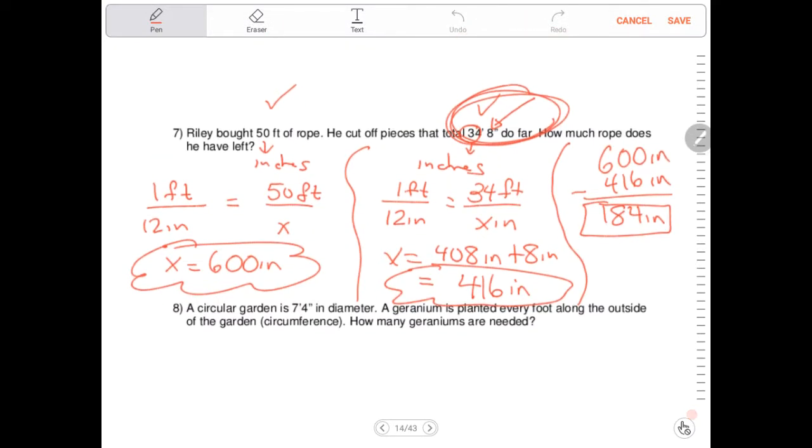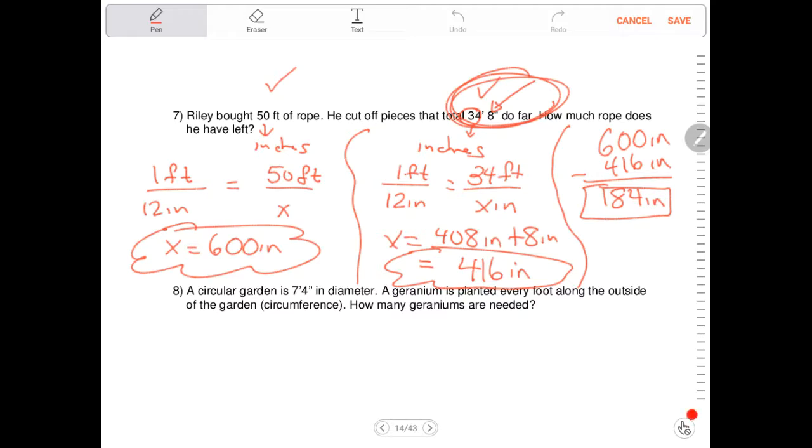The difficulty with number 7 is, where do you go? You see, I had 50 feet and I had 34 feet 8 inches. Well, where the heck do I go with that? Well, here's my advice for you. When you do these questions, make your units the same. If you really pay attention to what I did here in number 7, I took my 50 feet and my 34 feet 8 inches, and I changed everything into inches. Once everything was in inches, then I had the ability to answer the question.